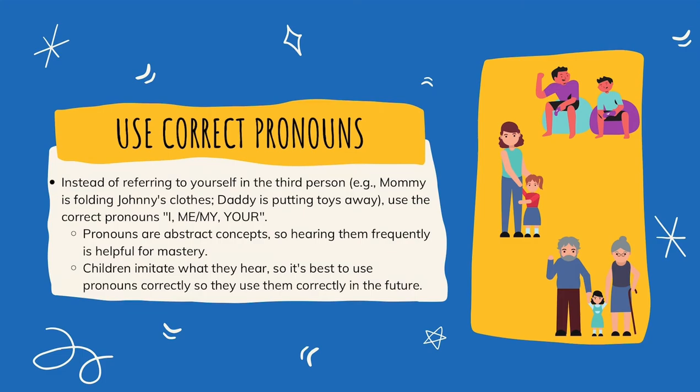Lots of kids frequently refer to themselves in the third person because they hear their parents referring to themselves in the third person or using their child's name in place of a pronoun. While it's important for them to know their name and be able to respond to their name, it's also important for them to begin using and understanding pronouns in the correct way as well.